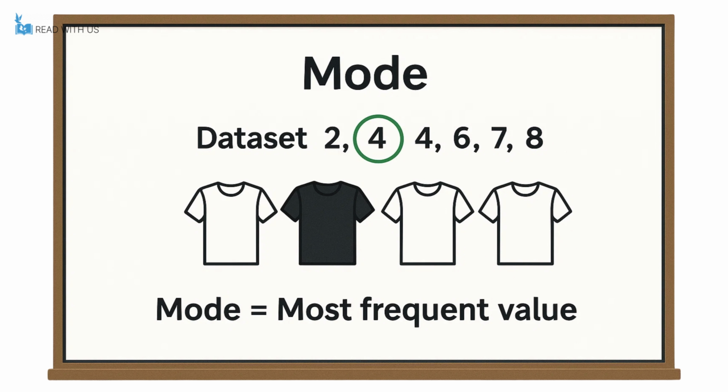The mode is the number that appears most often. For example, 2, 4, 4, 6, 7, 8. The mode is 4. If two or more numbers appear equally often, the data is bimodal. If all appear once, there's no mode. The mode is helpful for categorical data like the most popular color or size.